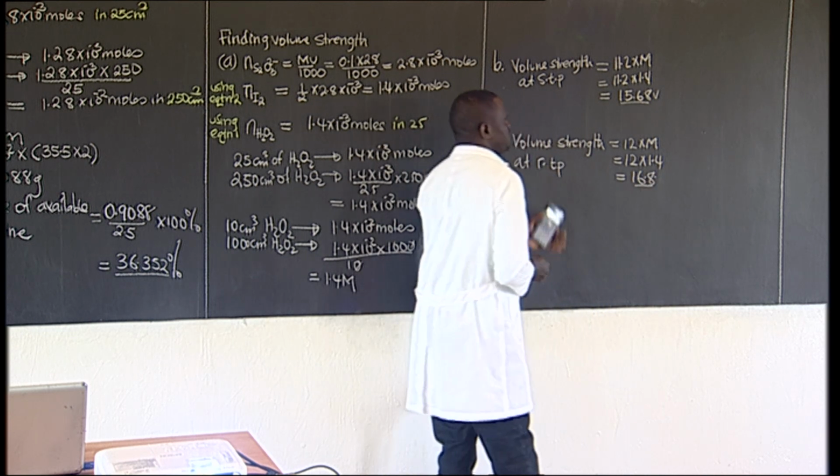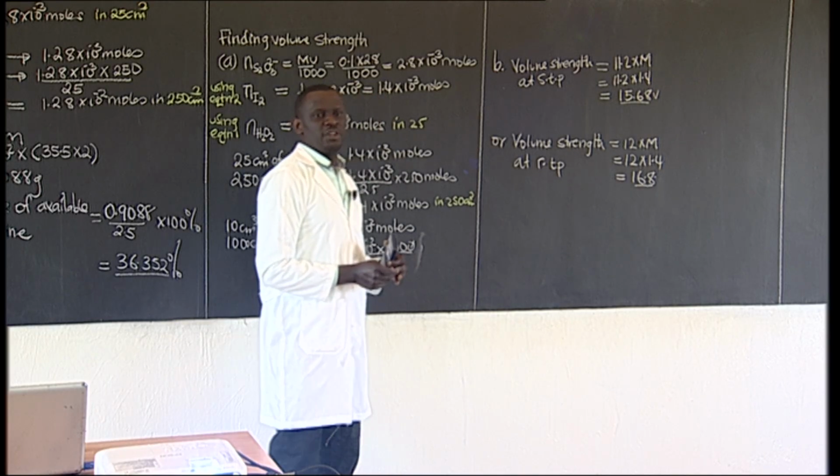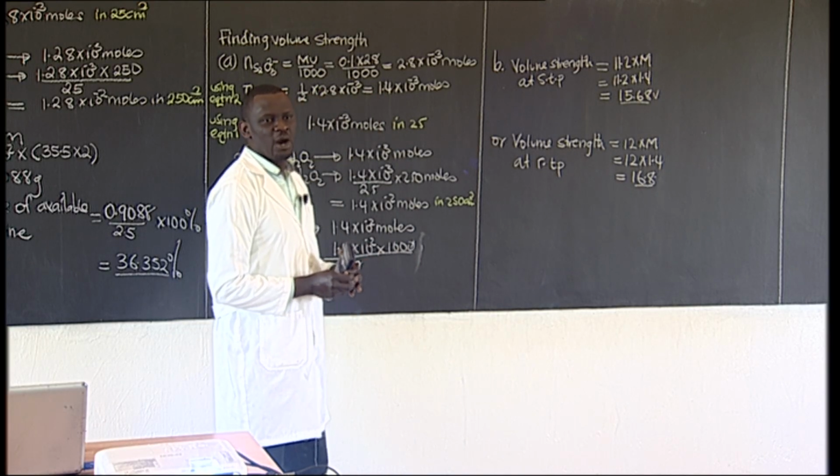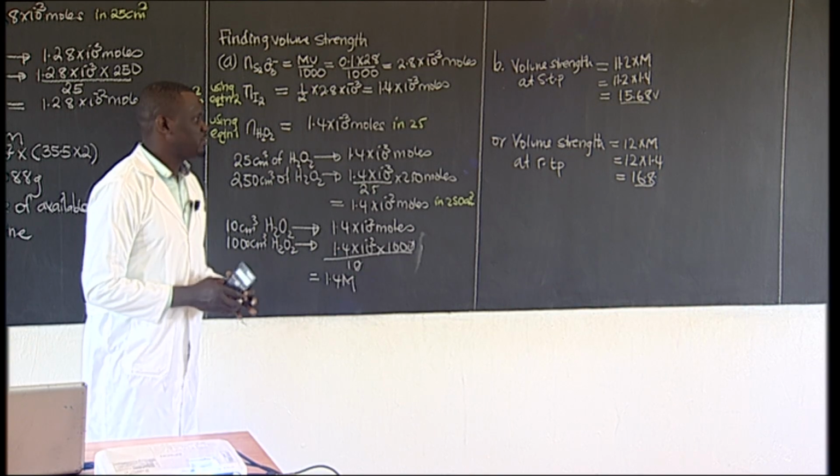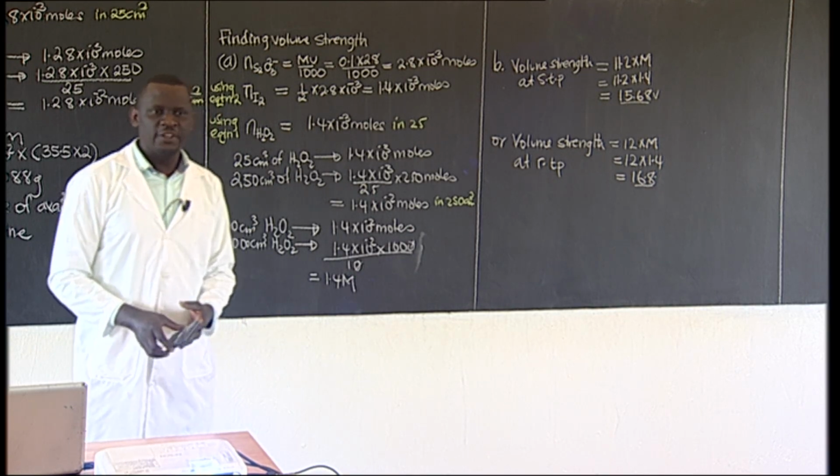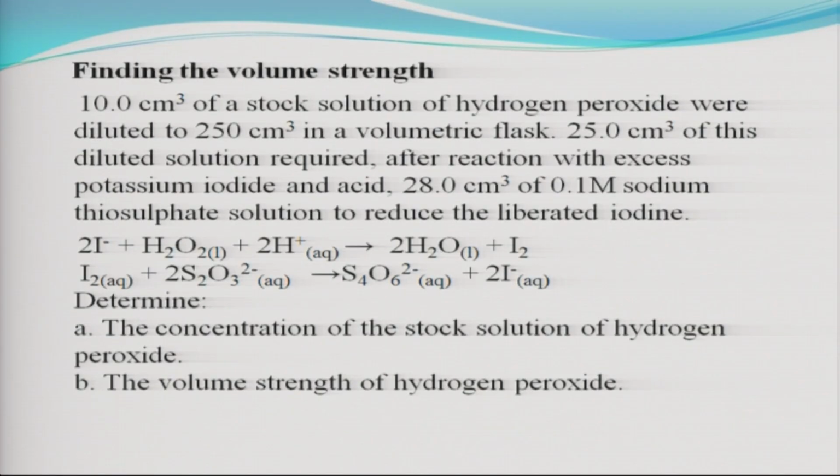Yeah. So the difference is because of the difference in our constants. So you can follow and see what we have done. So that's how you can get your volume strength. If you're working, for example, in a laboratory, or you're working, for example, in a shop which sells these chemicals, you can prove.